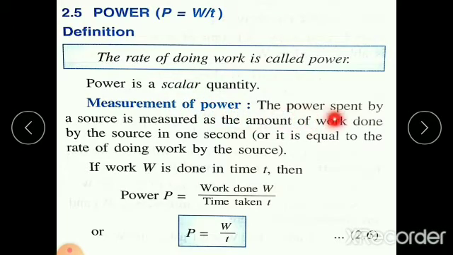The power spent by a source is measured as the amount of work done by the source in 1 second, or it is equal to the rate of doing work by the source. If the work W is done in time t, then the power will be work done W divided by time taken t. That is P is equal to W by t. That is the rate of doing work.